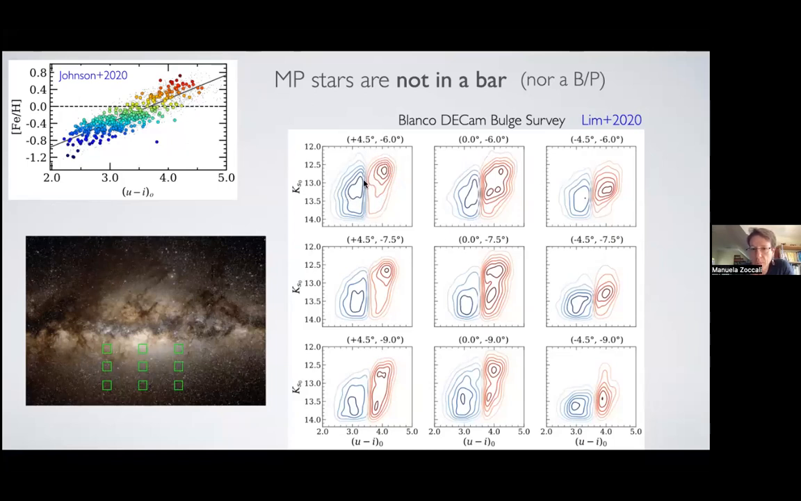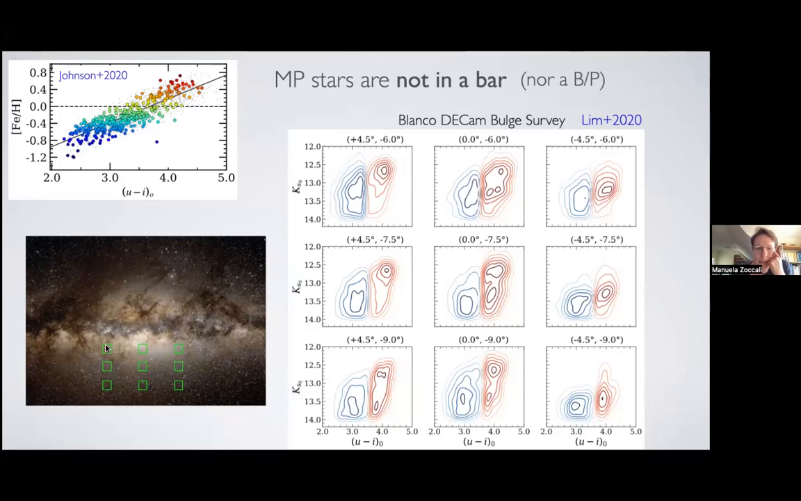There is a red blob and a blue blob. That's obvious because we know that the metallicity is bimodal, and so if this color traces metallicity, it must be bimodal too. Also, we see that the red side, the metal-rich stars, have a distribution like that.